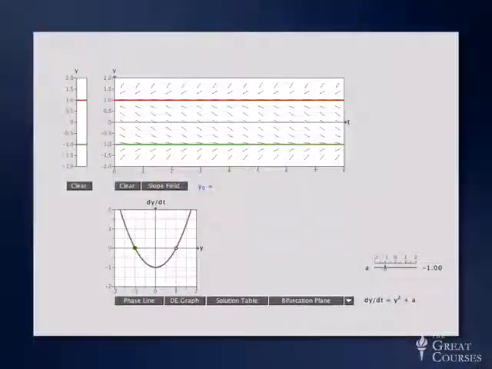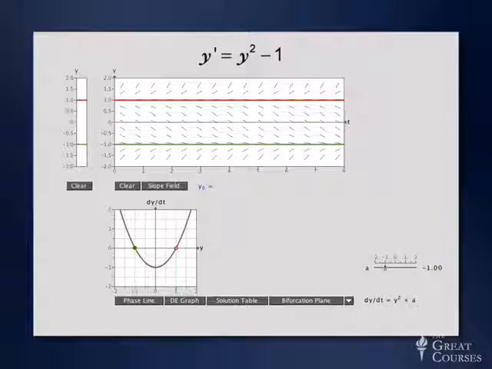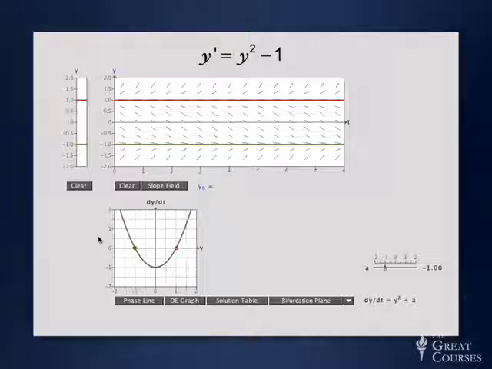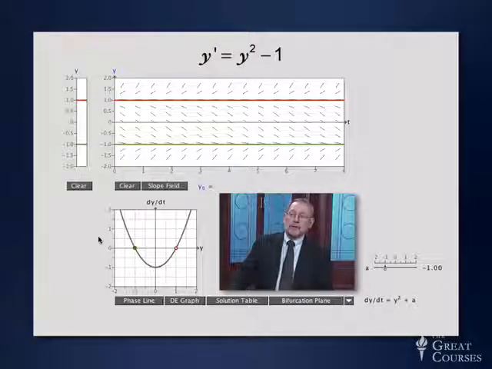Now, first, remember, we saw three types of equilibrium points. There were sinks, sources, and nodes. Let's look at the phase lines again to see what they look like. So here's the differential equation we saw last time. Y prime is y squared minus 1. Down here we see the graph. The graph crosses the y-axis at 2 points, plus or minus 1. They are our equilibrium points.